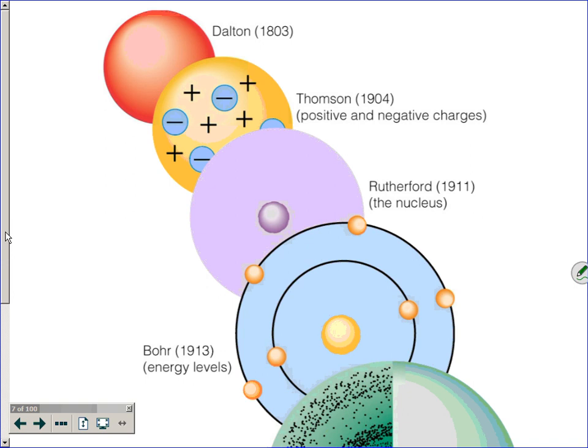What is this model called? Plum pudding model. So J.J. Thomson thought there were negative charges based on his cathode ray tube experiment, when he held up the magnet and it deflected, or it attracted, based on whichever side of the magnet he was holding up. So he came to this conclusion.